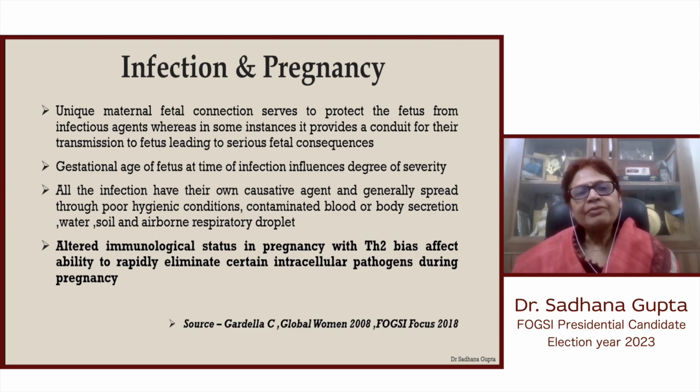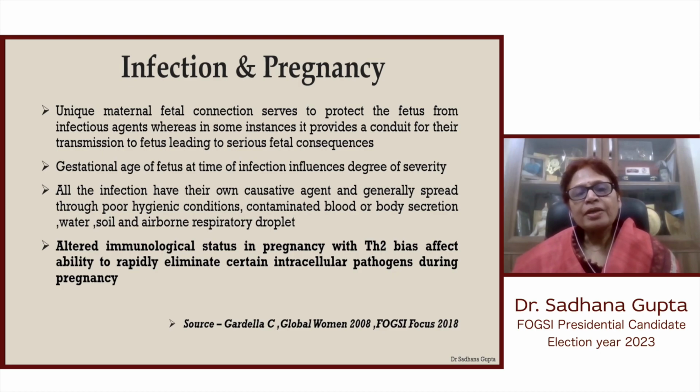Pregnancy is a different situation. It is a unique maternal-fetal connection. The fetus is protected from infection. However, the fetus can get infection from the mother in utero or peripartum. The gestation, or age of the fetus at the time of infection, influences the degree of severity, and each infection has its own causative agent. Every component of TORCH is different. However, a few common conditions that predispose to TORCH infection are poor hygienic conditions, contaminated blood or body secretions, as well as sexually transmitted infection.